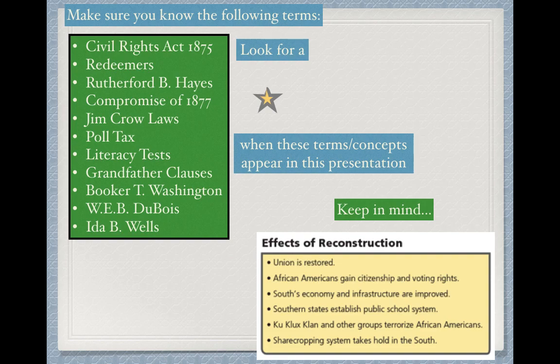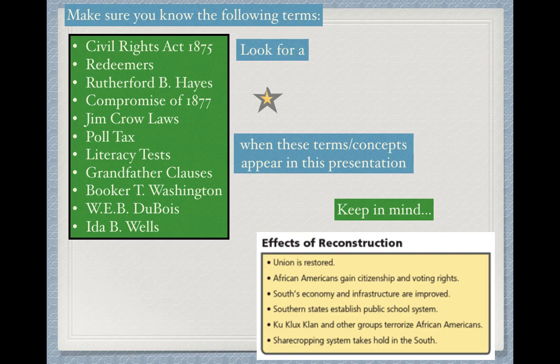I also want you to keep in mind the effects of Reconstruction. The Union is restored when the Civil War ends. Those southern states are brought back into the Union. African Americans gain citizenship and voting rights. Those voting rights will be limited as time goes on during the Reconstruction period with things like the poll tax, literacy tests, and grandfather clauses, but they do gain citizenship and voting rights.